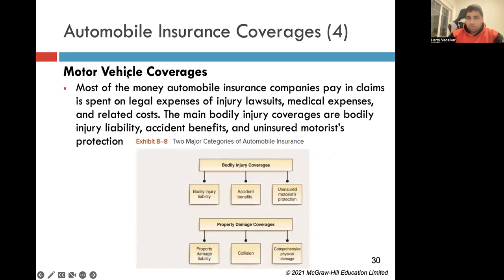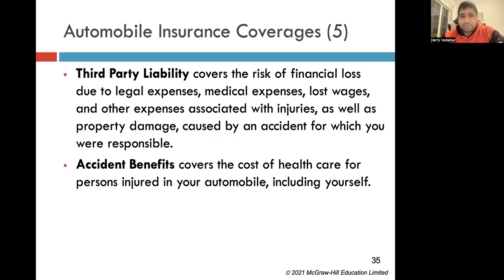So, motor vehicle coverage. Most of the money an automobile insurance company pays on claims is spent on legal expenses of lawsuits, medical expenses, and related costs. The main bodily injury coverages are liability, accidental benefits, and uninsured motorist protection. The major costs that insurance companies face are harms done to others rather than damage to cars. Because if a driver hits someone, then that person can sue for millions of dollars. So that is the main cost that they bear.